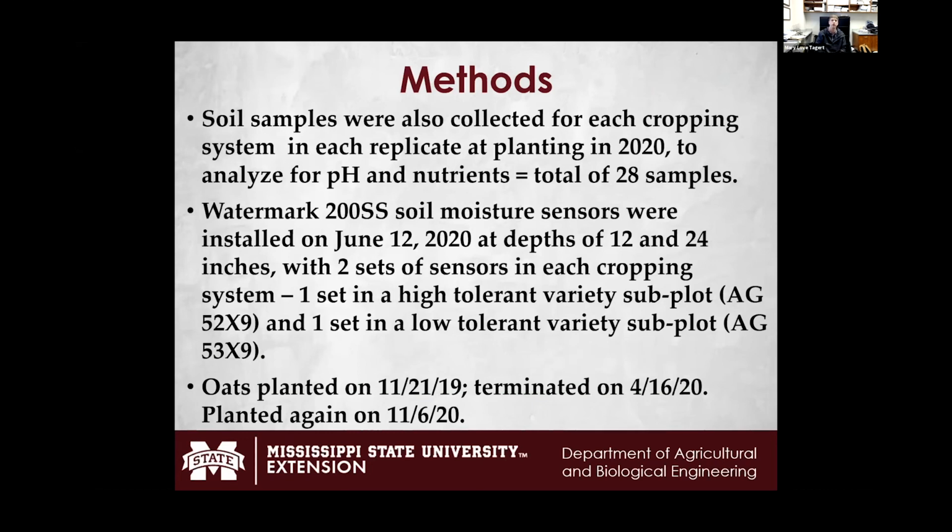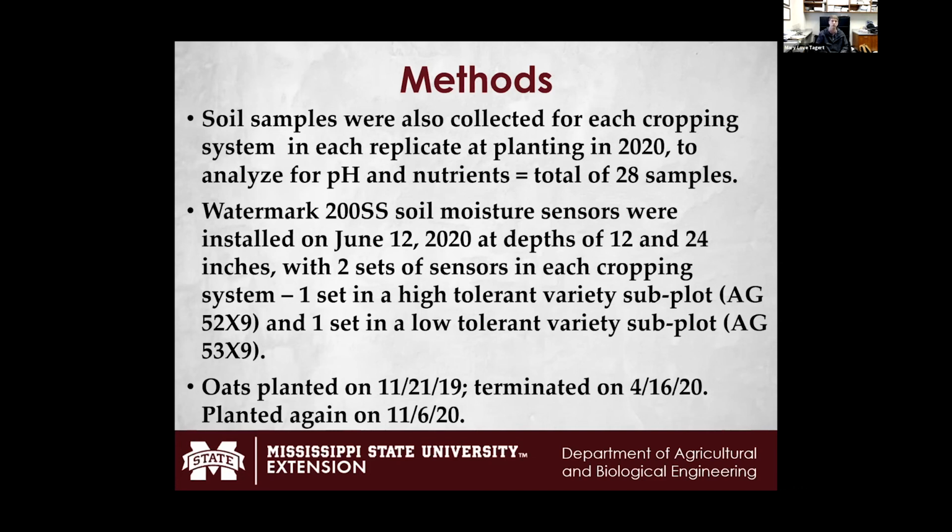So soil samples were collected for each cropping system and each replication at planting. These were analyzed for pH and nutrients. We had a total of 28 samples there, one per replication. Our Watermark 200 soil moisture sensors were installed on June the 12th at depths of 12 and 24 inches. There were 2 sets of sensors in each cropping system: 1 set in a high tolerant variety subplot and 1 set in a low tolerant variety subplot.